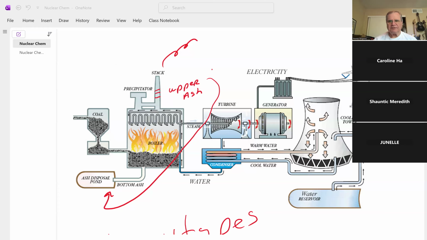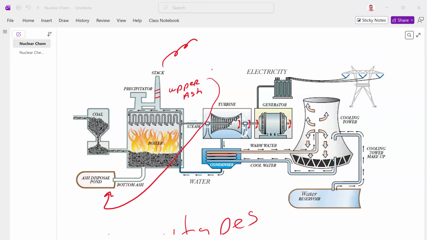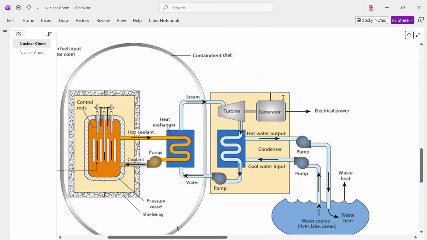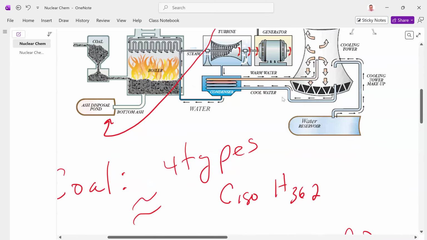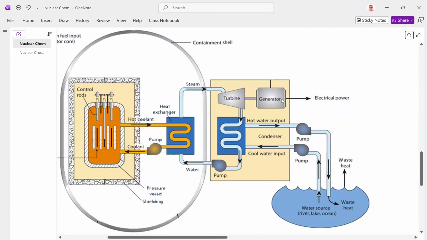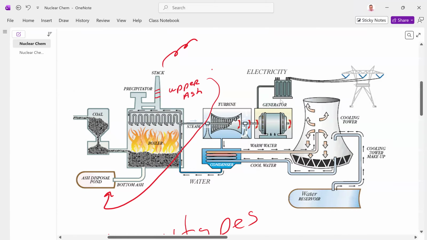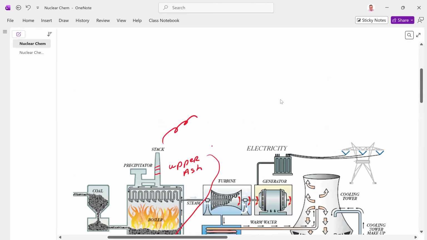Okay, so today I'm going to talk about two things. Power plants, coal-fired and nuclear, and the chemistry and all that good stuff. Also, I want to talk about half-life. Half-lives are kind of twofold in some respects.